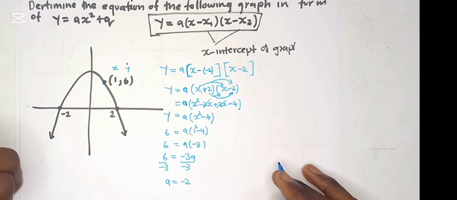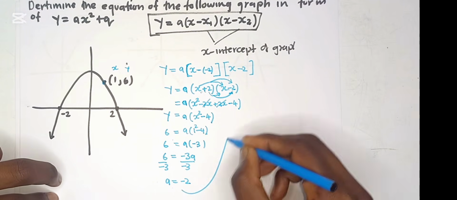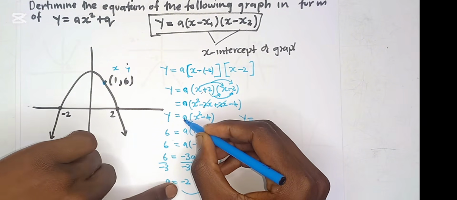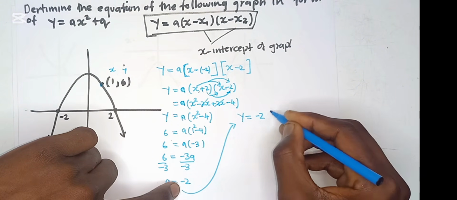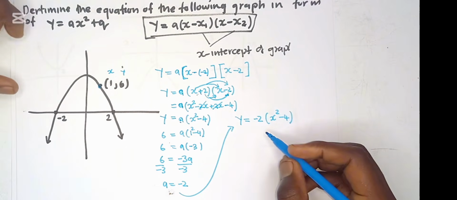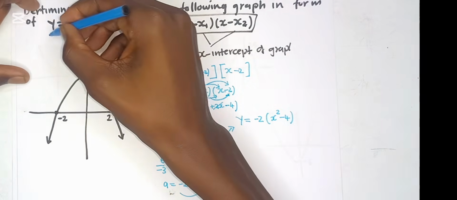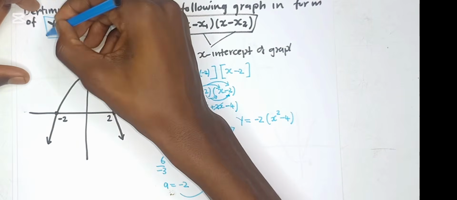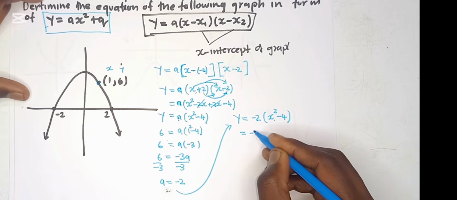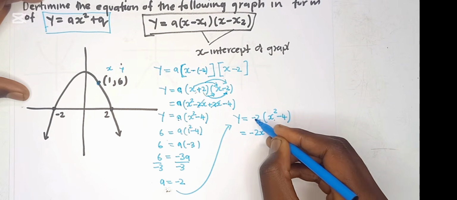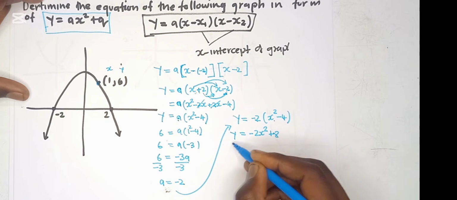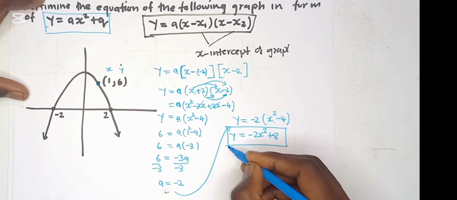So what will be our equation? Let's go back. Our y is going to be equal to the value of a, which we found is negative 2, times (x squared minus 4). Now we can simplify this first, so we can give it in this form. Remember, they want it in this form. So we multiply this negative 2 here. We have negative 2x squared. Multiply this by this, we get positive 8. This is y. So this is how we get this type of equation.